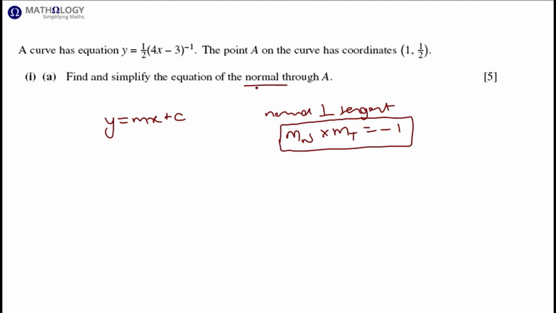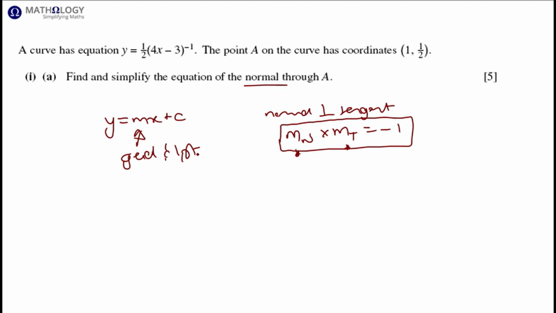So to find the equation of the normal through A, we are going to need to first find, well, to find the equation of a line, we need to know the gradient of the line and one point that lies on that line. Whether that line is normal or tangent is irrelevant at this point. So to find the gradient of the normal, we are first going to have to find the gradient of the tangent to the curve at A. From that, you can find the gradient of the normal.